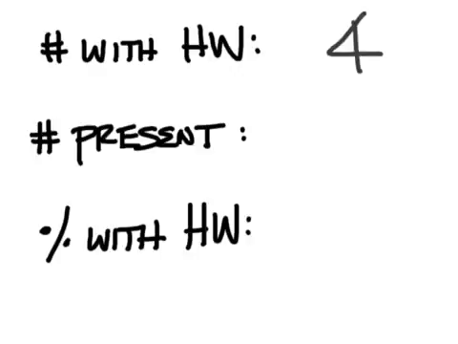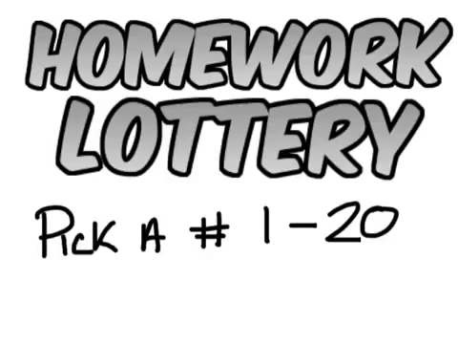We have 4 out of 8, which is 50%. If you had credit for your homework, pick a number from 1 to 20. And the new rule is if there's 50% or less on the homework participation, then you get to pick 2 numbers for those who have it. So you can pick 2 numbers from 1 to 20 on the same piece of paper and drop them off now.